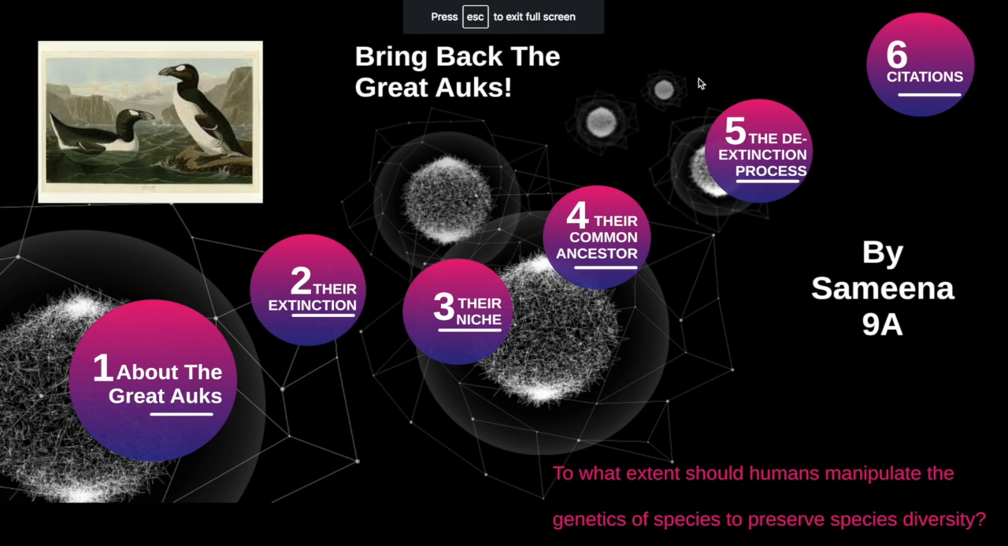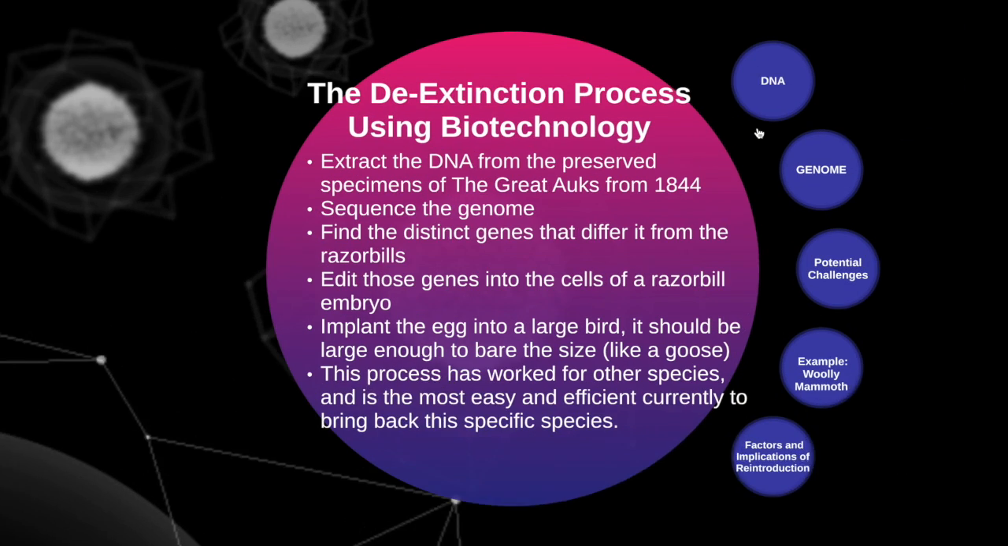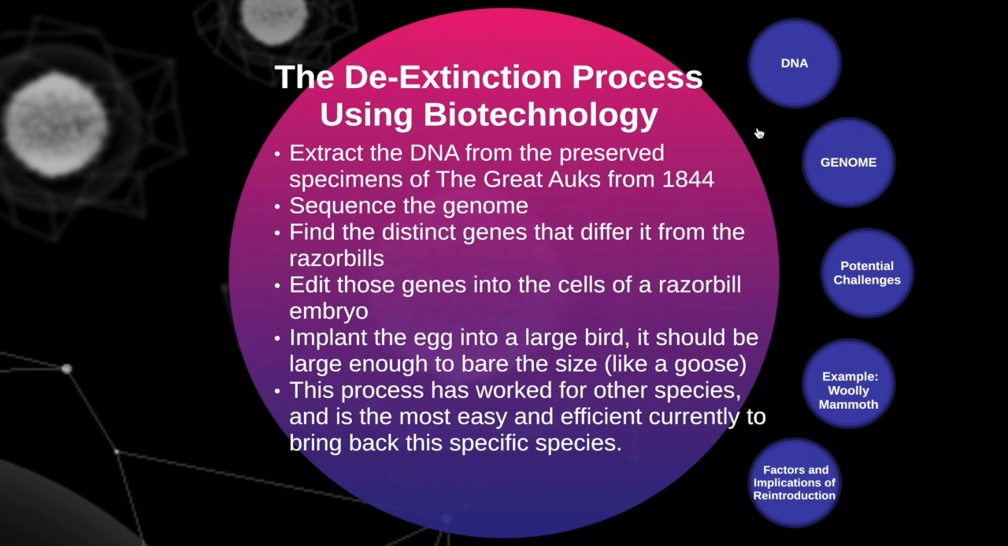So now finally I'm going to be talking about the de-extinction process, so how I'm going to bring back the great auks using biotechnology. So I have some specific steps. So first, we have to extract the DNA from the preserved specimens of the great auks from 1844. Then we have to sequence the genome.